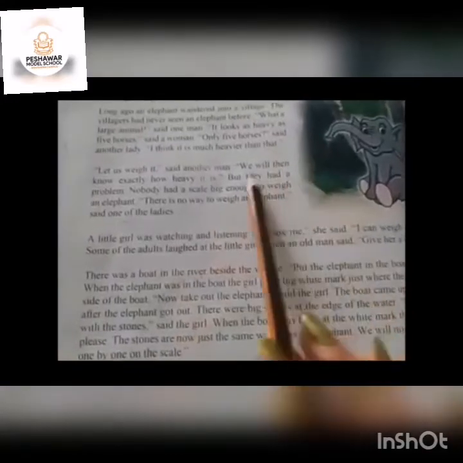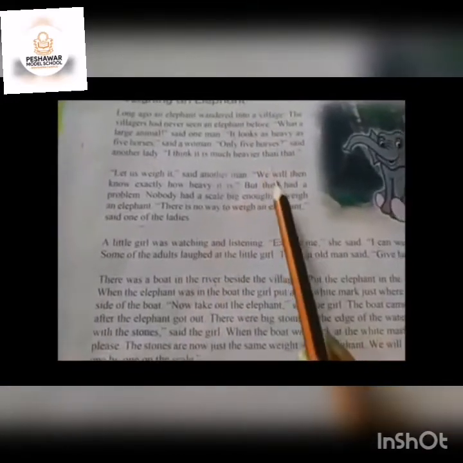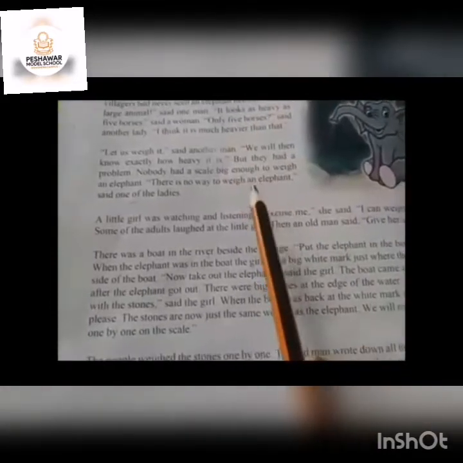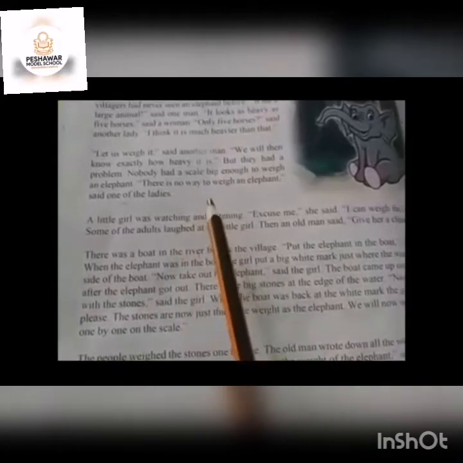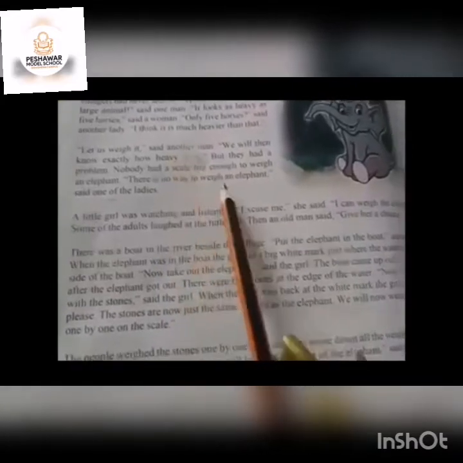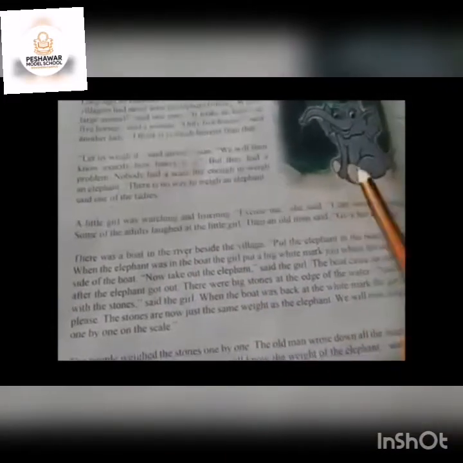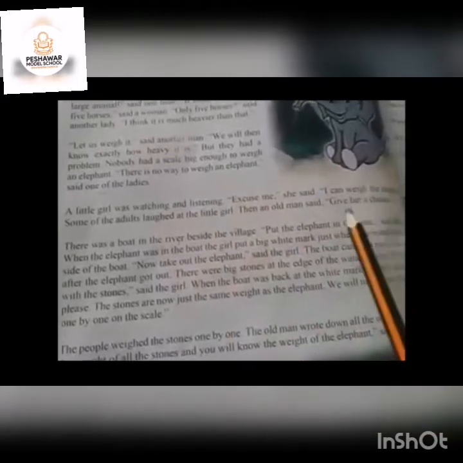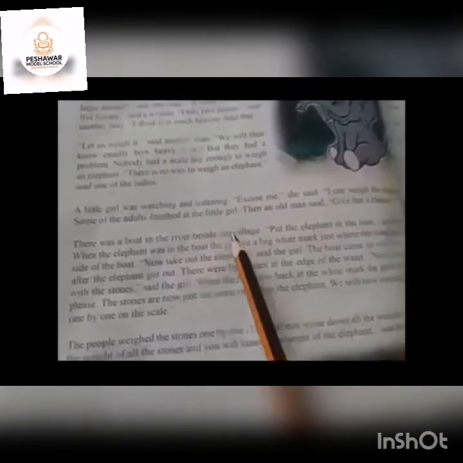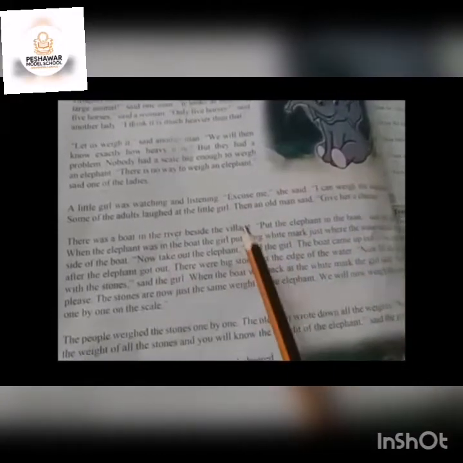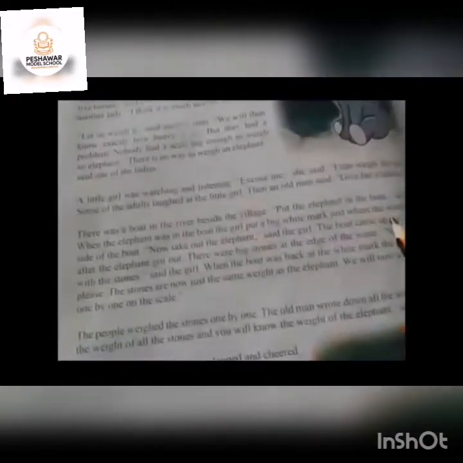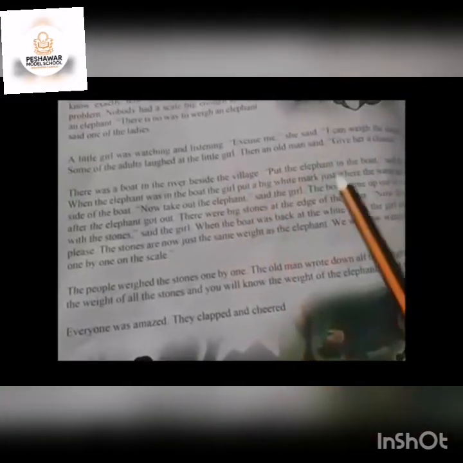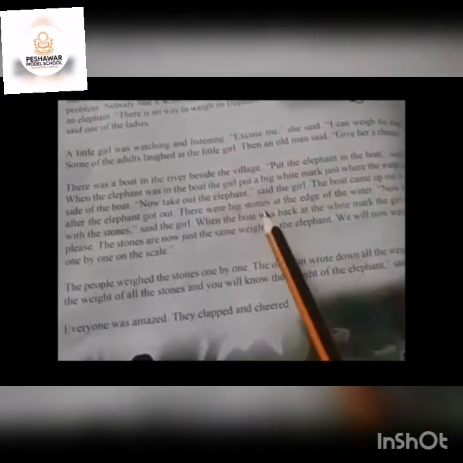Okay, so as we were explaining, they were talking about the weight of that elephant, because they had never seen one. It was the first time they saw an elephant. So at last they came to the discussion that there is no way to weigh this animal. A little girl who was watching and listening said that she could give the idea and weigh the elephant. People laughed at her, saying she's such a small girl and her idea is of no use. But then an old man told them they should give her a chance and listen to her. And she had the perfect idea.